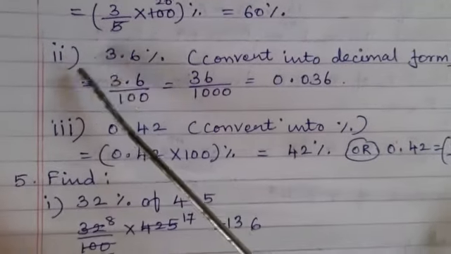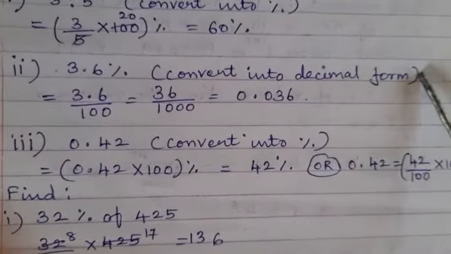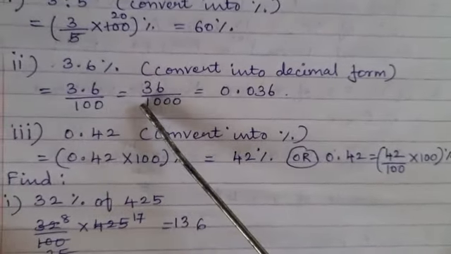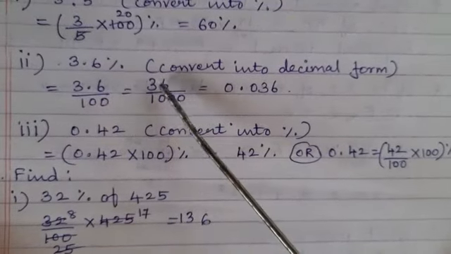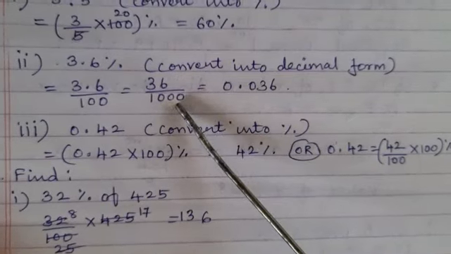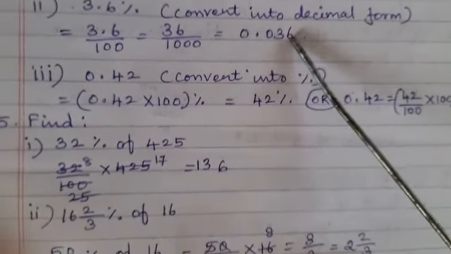Number 2. 3.6 percent, you are converting into decimal form. 3.6 divided by 100, which is equal to, one decimal place is there, so multiply both numerator and denominator by 10, 36 by 1000, which is equal to 0.036. Directly you can write it.